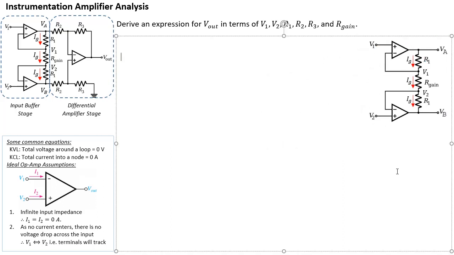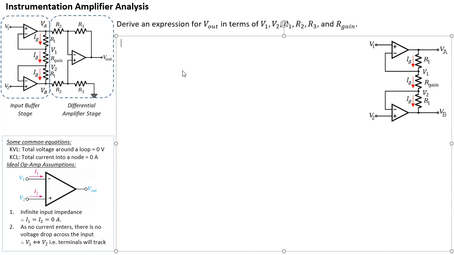Okay, so let's analyze the circuit. Let's build some equations for this circuit. All right, so what sort of equations can we make? Well, again, using just Ohm's law, I can write an equation for this IG, and this IG. So I can write three different equations for the same current.